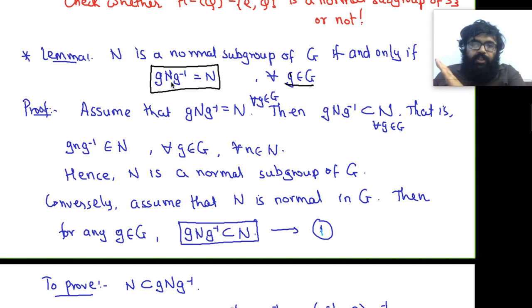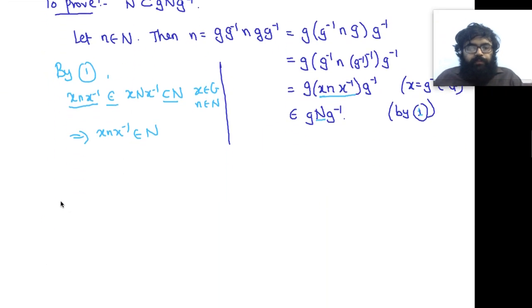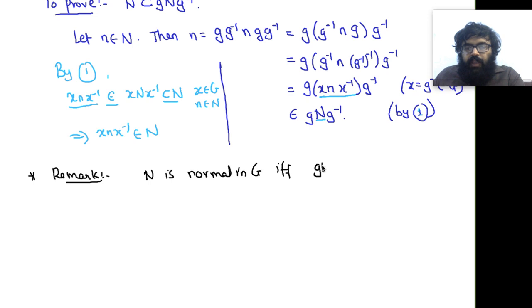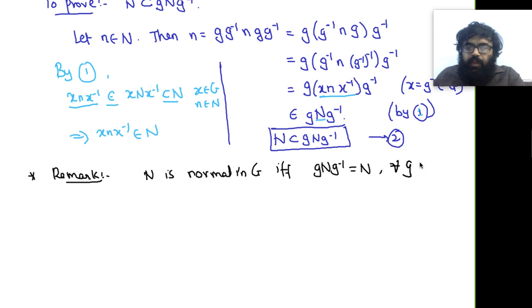But if I multiply g on the right from both sides, then what happens? It's not a remark, I'm just stating it. So N is normal in G if and only if gNg inverse equals N. In fact, here we have proved that N is a subset of gNg inverse. So by 1 and 2 we are done, call it 2. So gNg inverse equals N for all g in G.